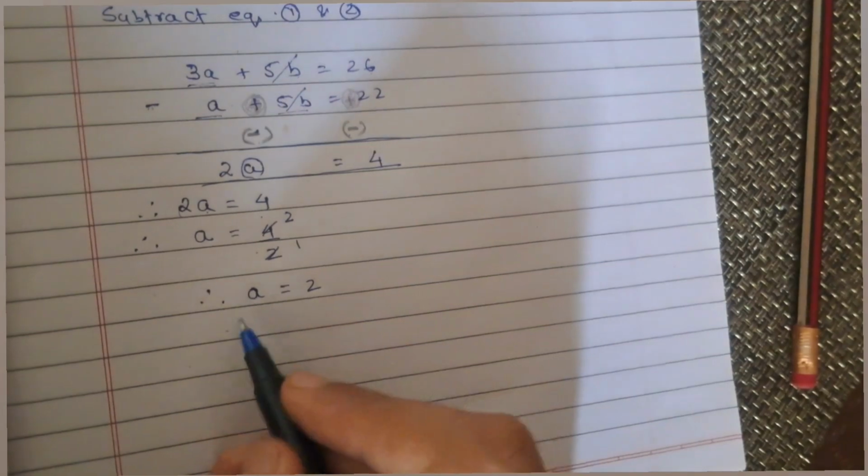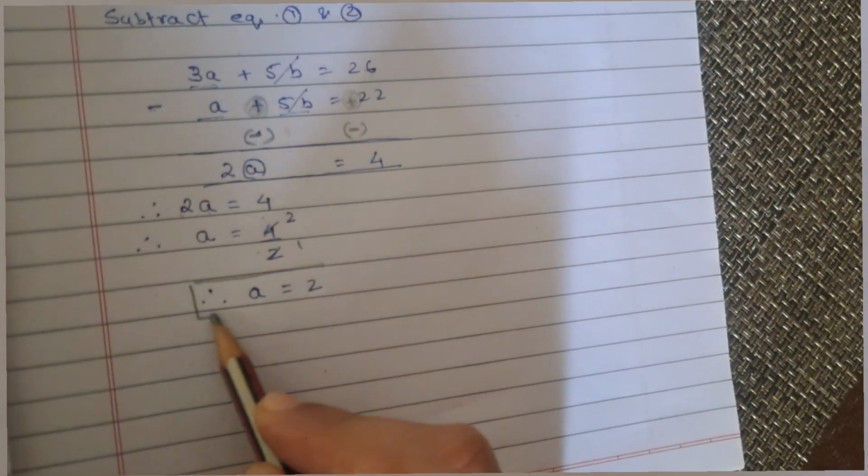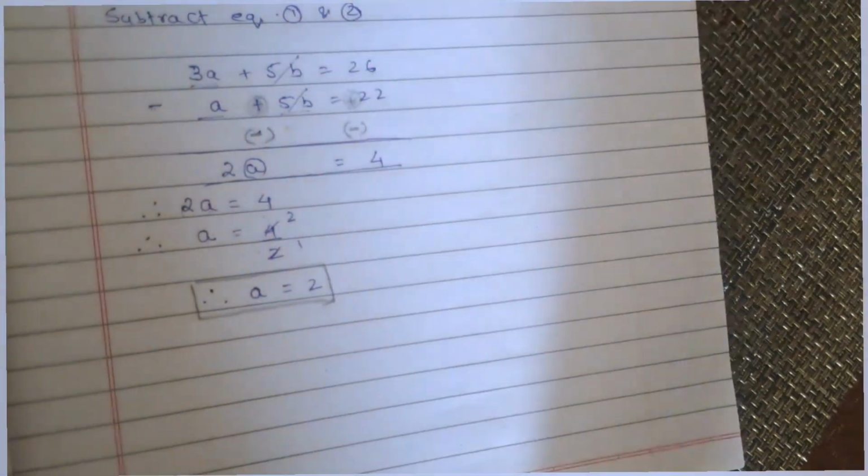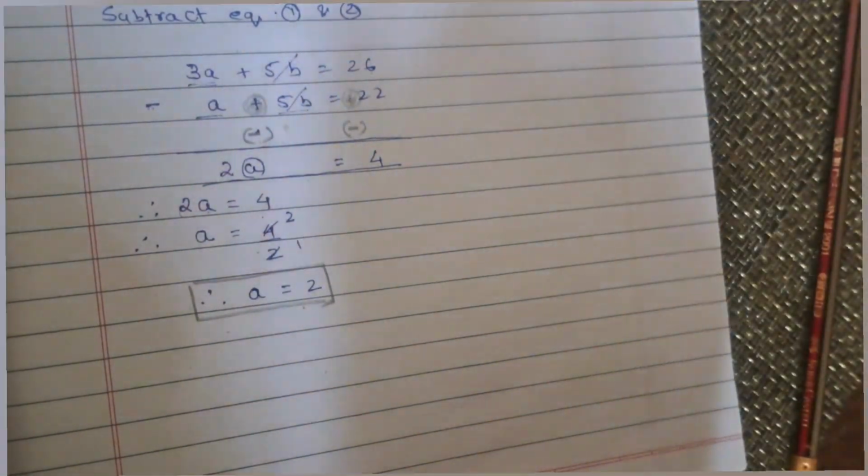Now, as soon as I have the value of a with me, let me put it in a box, because that was one of the variables whose value I need to find. Now this is not enough. I need to find the value of the next variable, that is b. So how to find that?